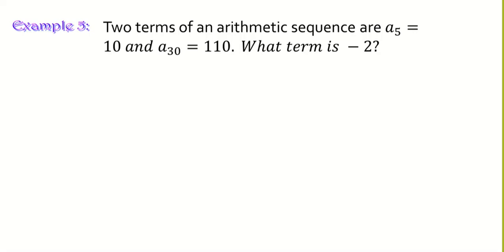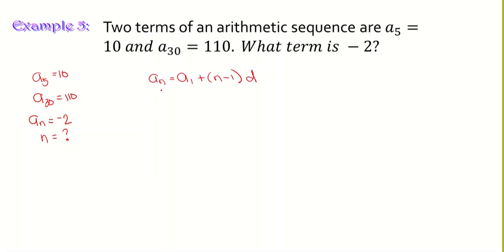Let's try another solution. We know that a sub 5 is equal to 10, and a sub 30 is 110. Your a sub n as the last term is negative 2. We assume it to be the last term since we don't know the position of it. So n is unknown. We are solving an arithmetic sequence, so all we have to remember is this formula, and we can work things out from here.